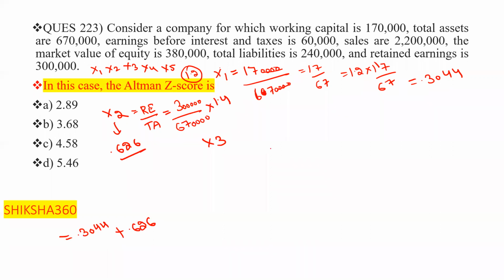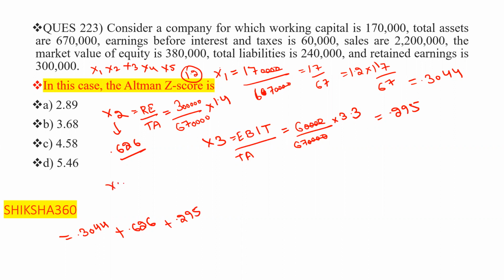Okay. Now x3, what is the formula of x3? That is earning before interest and taxes upon total asset. So earning before interest and taxes 60,000 upon 6,70,000. Two zeros are cancelled out. Multiply this one by 3.3. So 6 into 3.3 divided by 67. That is 0.295. Plus 0.295.